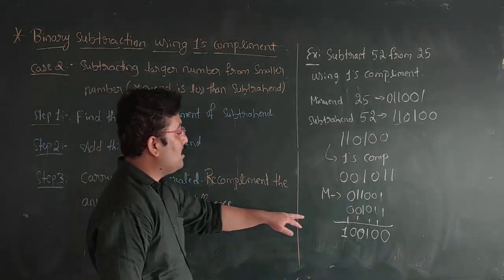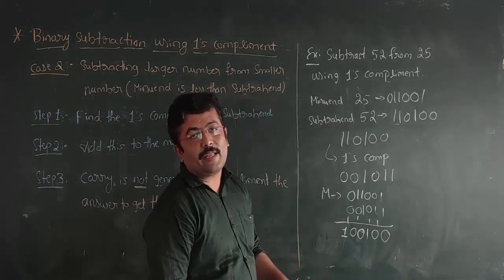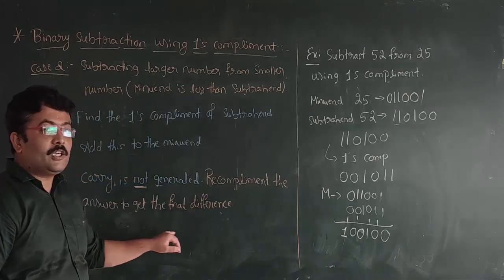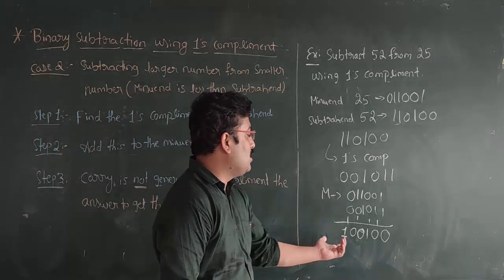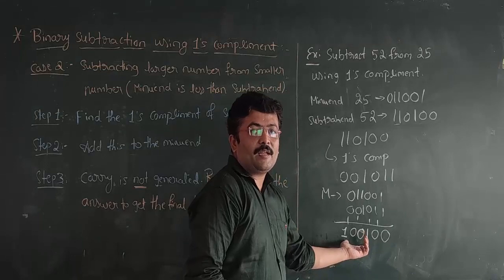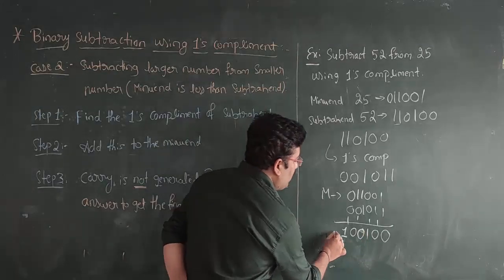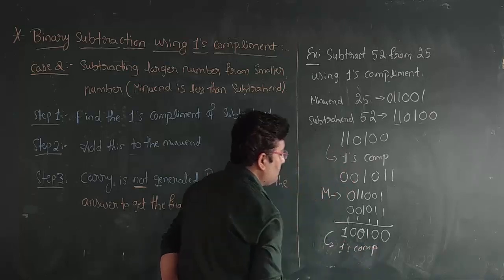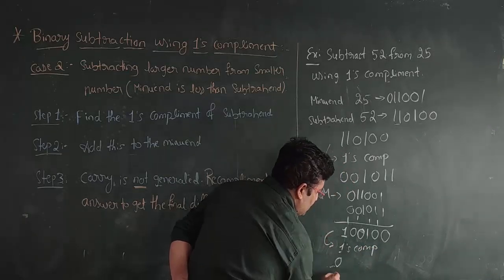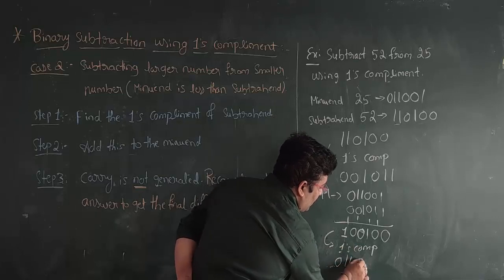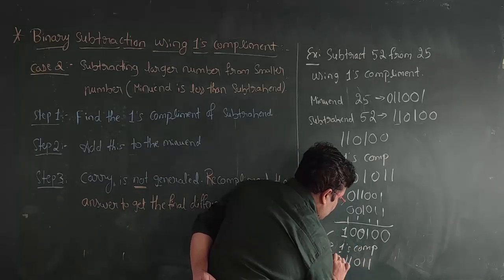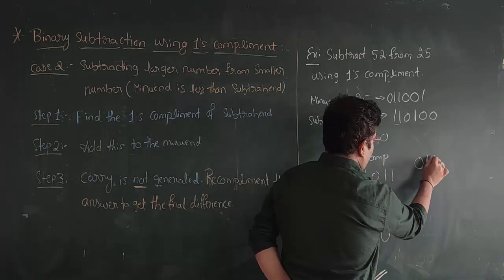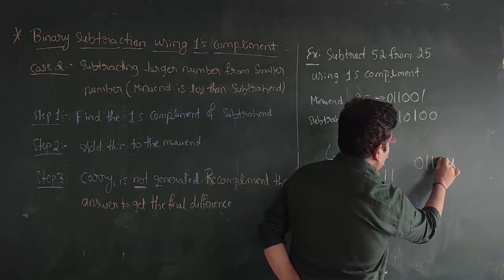Here carry is not generated. So if the end-around carry is not generated, recomplement the answer to get the final difference. So what should we do with this answer? Recomplement. Recomplement means again I want to take the ones complement of this answer. So 1 is replaced by 0, 0 is replaced by 1. So this is my final answer, that is 011011.